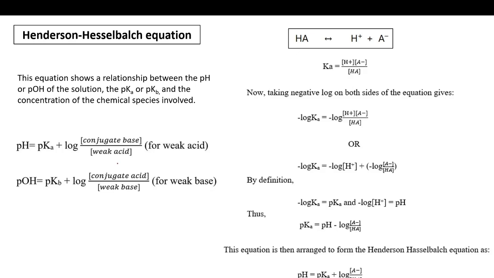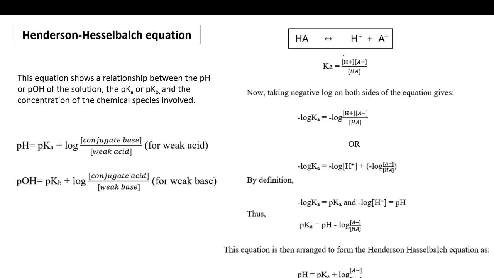So these are the two equations. If it is a weak acid we are considering, then this is the equation, and if we want to find the pOH, then this is the equation. Just remember that if you don't change the numerator or denominator, then the sign will change. Either of them is okay. Just remember it like this. Now, from where is this equation coming?